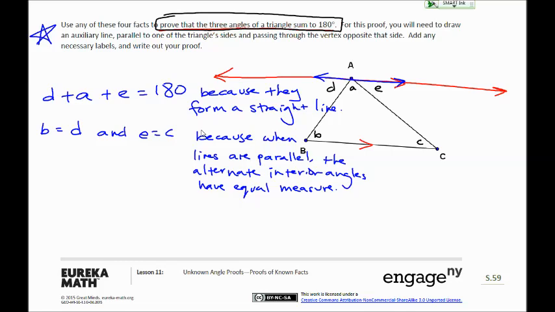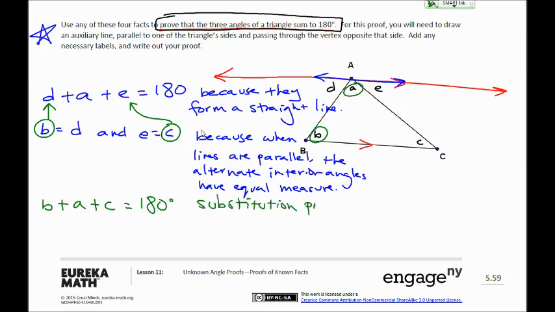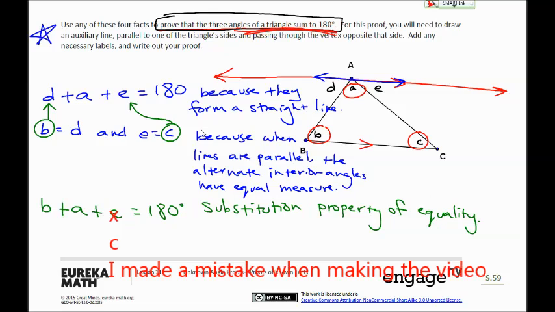Next, I will do some substitution. I can plug in B for D, and I can plug in C for E. So by substitution, we know that B plus A plus C equals 180 degrees. And that is exactly what we were trying to prove. Now, I didn't use any numbers, and this is all variables, so I can use this proof for any triangle. This proves that the three angles in any triangle sum to 180 degrees.